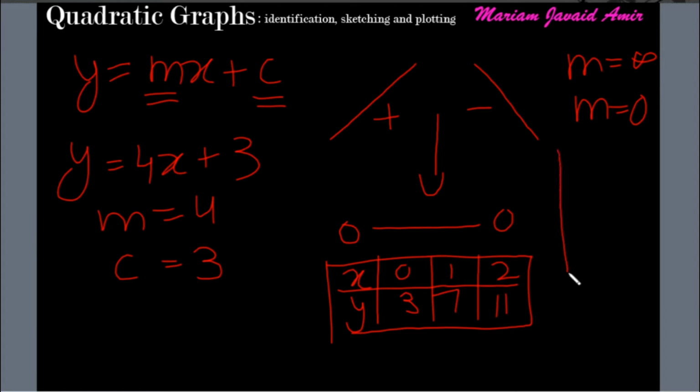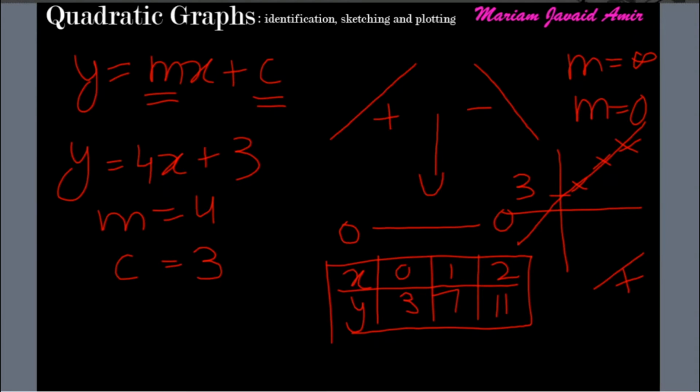Then you'll plot these 3 points on a graph and then join the 3 points with a ruler, and you'll notice that this line will be cutting the y-axis at 3, and it will be a rising line because the slope is 4, which is positive. So that's all about linear graphs.